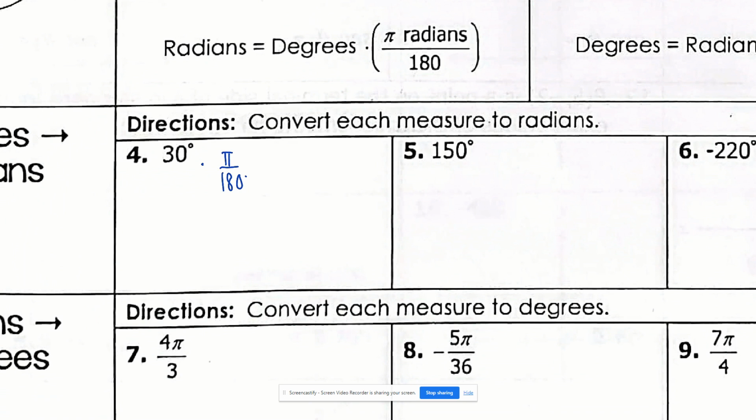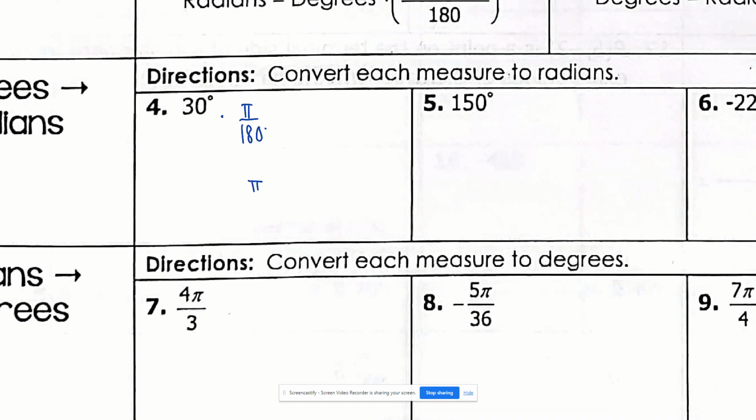So here's what I'm going to do. I'm going to leave pi alone, and I'm going to use my calculator to break down 30 over 180. So go to your calculator. What does 30 over 180 become? 1 over 6. So 30 degrees as a radian is 1 pi over 6. But do I really need 1 pi? Or can't I just put pi over 6? Yes. So 30 degrees is equivalent to pi over 6 radians.